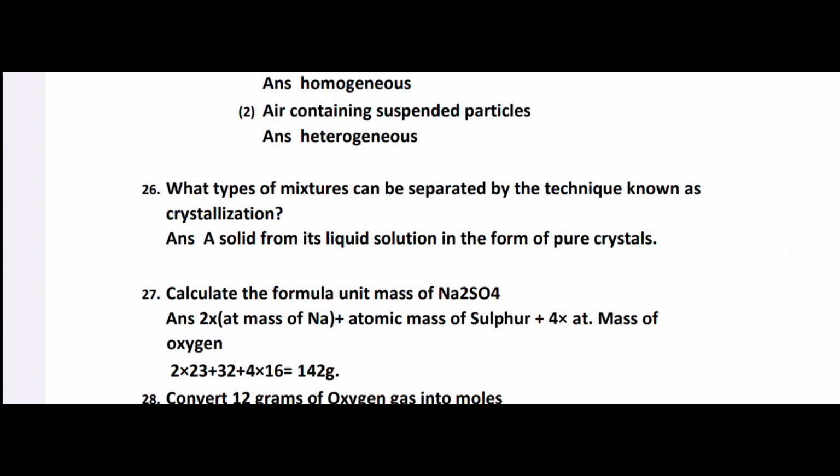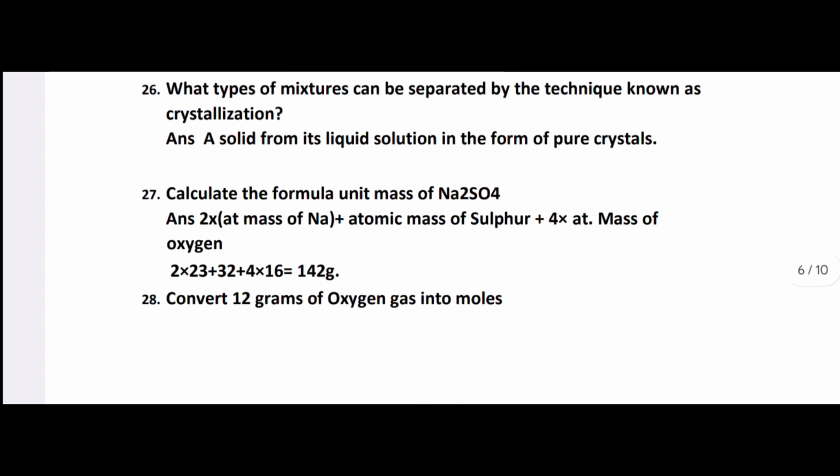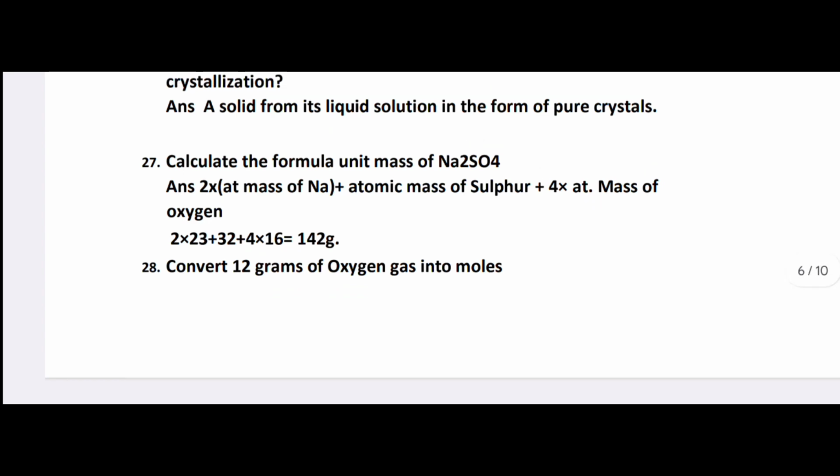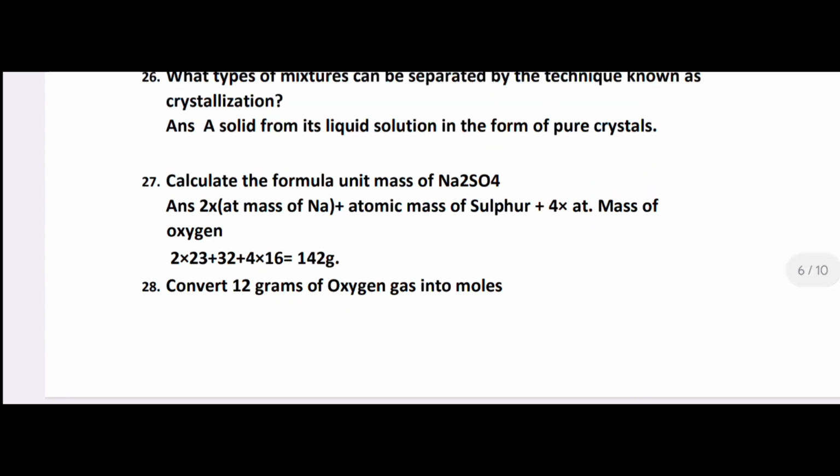25th question, what types of mixtures are represented by the following? Carbon dioxide gas dissolved in water, it is homogeneous. Air containing suspended particles, it is heterogeneous mixture. Question number 26, what types of mixtures can be separated by the technique known as crystallization? A solid from its liquid solution in the form of pure crystals.